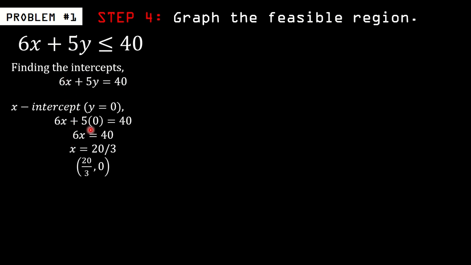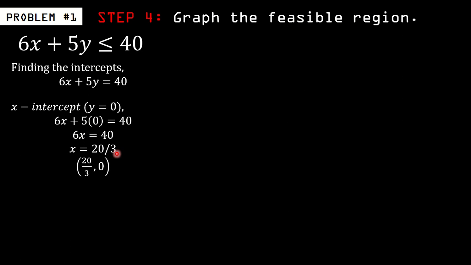So we have here 6x plus 5 times 0 is equal to 40. And 5 times 0 is 0. So 6x is equal to 40. And 40 divided by 6 is 20 over 3. So therefore, the x-intercept here is 20 over 3, comma 0.